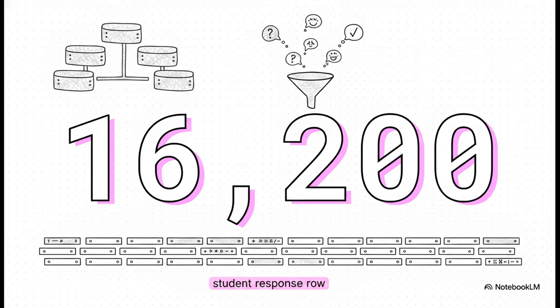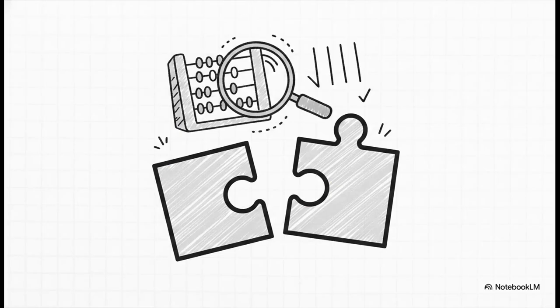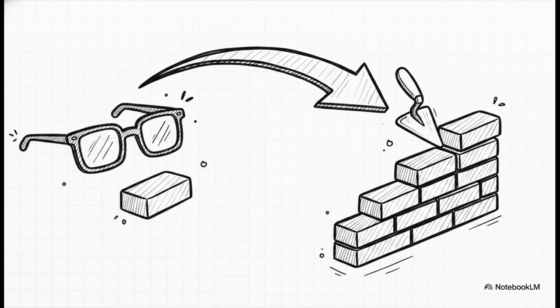Get this scale, you'll be dealing with exactly 16,200 student response rows. Use that massive number to sanity check yourself. If your query totals look wildly off, double-check those joins. Now for Pillar 2, the project. Time to shift gears and actually build your own grading database.